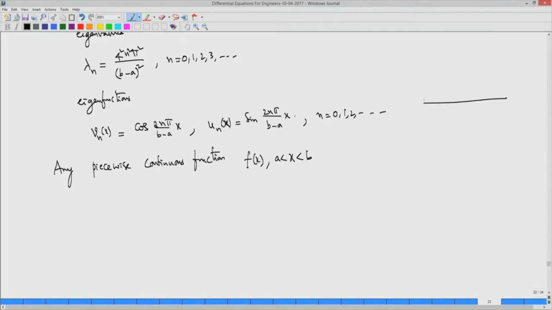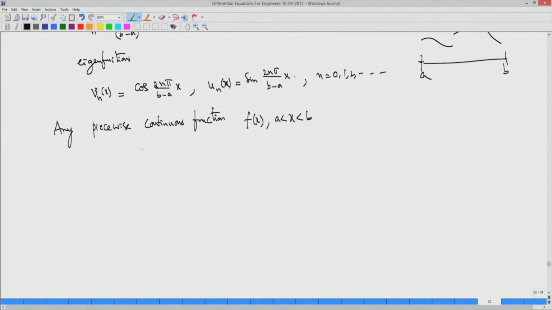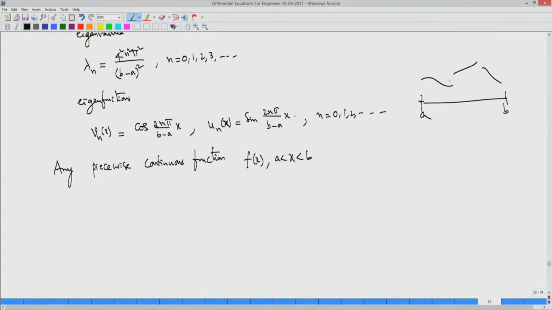So from a to b you can have some pieces, this kind of function. It is only on a finite domain, and outside, it is repeated everywhere like this. Piecewise continuous function means you can have a jump discontinuity. It is not continuous, but it should not go to infinity. At these values there should be a jump discontinuity, and this limit should exist and be finite.